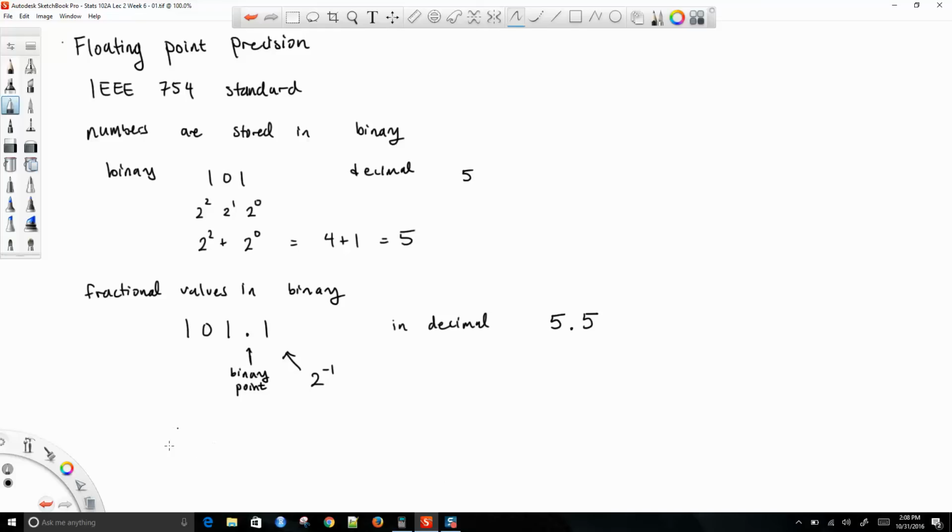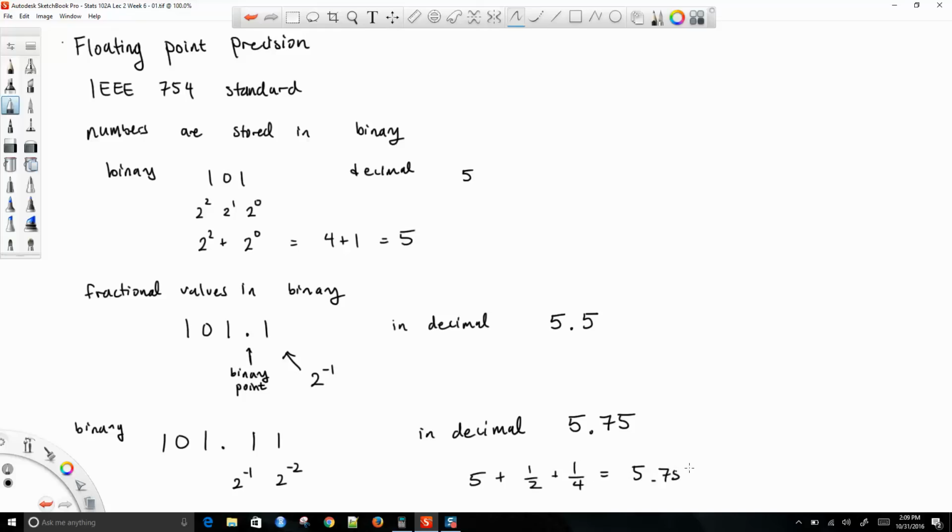Okay, so then what would this be, if you have 101.11 in binary? In decimal, this would be 5.75, right? Because this is 2 to the minus 1, or 1/2, and this is 2 to the minus 2. So we have 5 plus 1/2 plus 1/4, and this gives us 5.75.